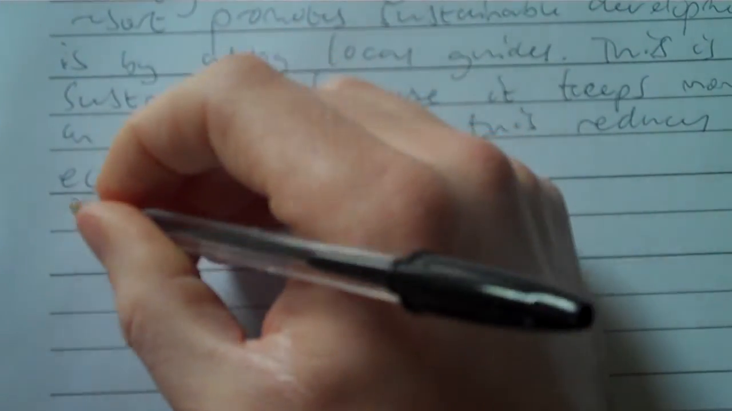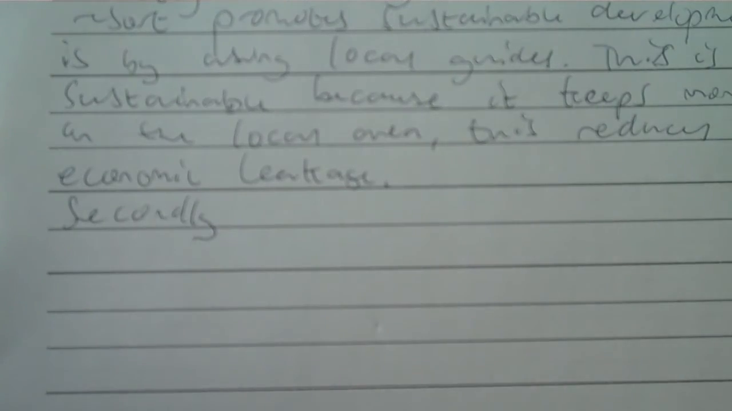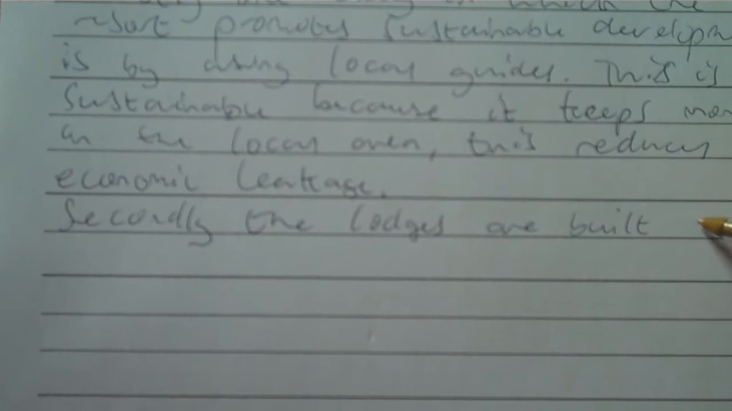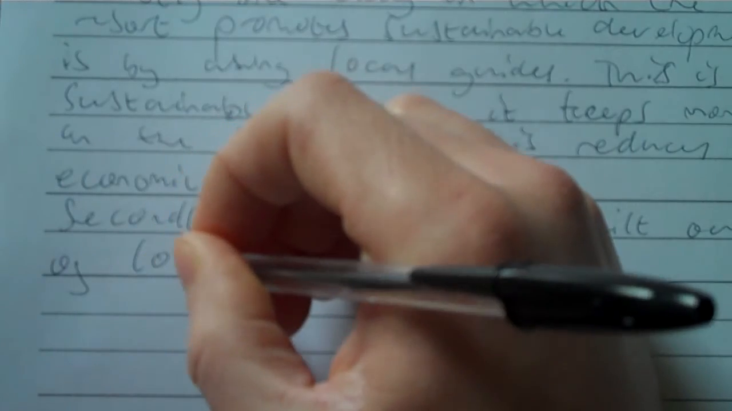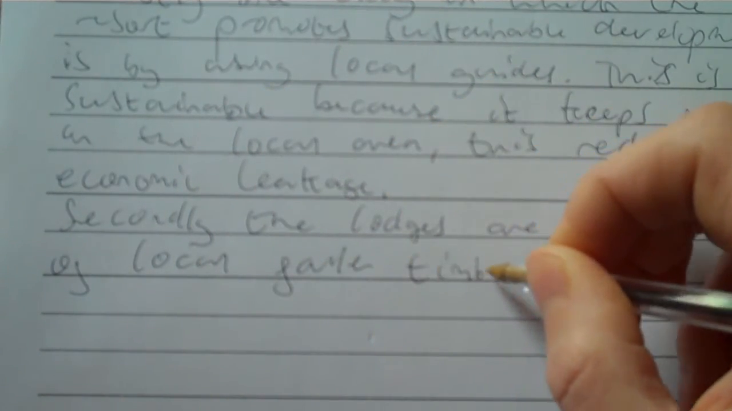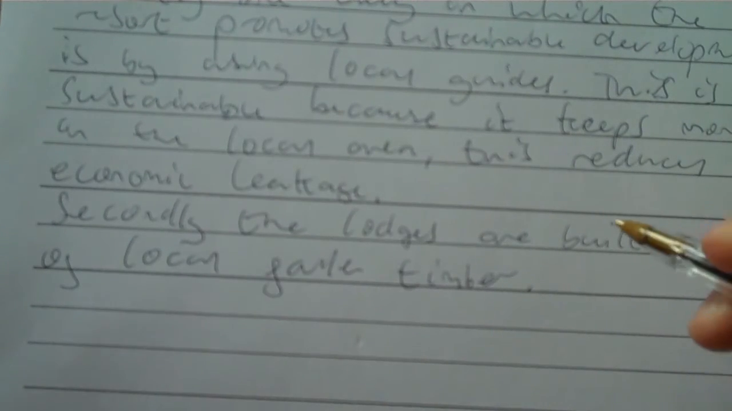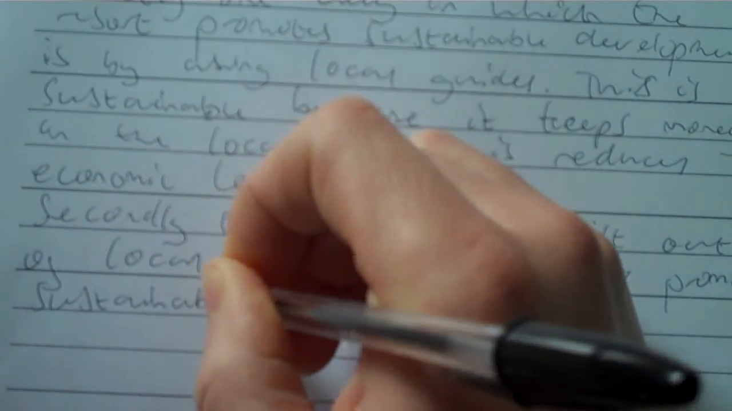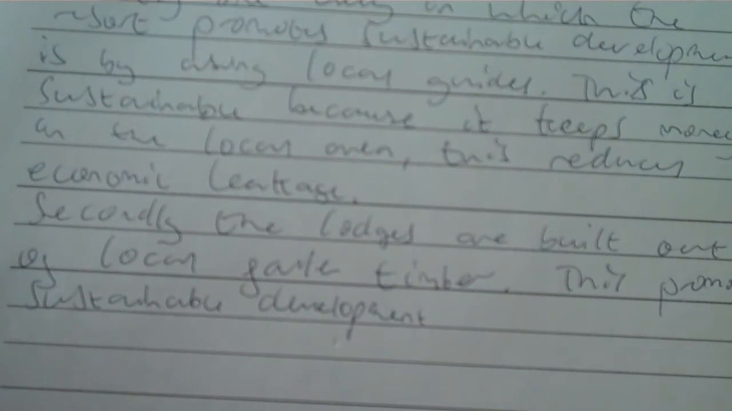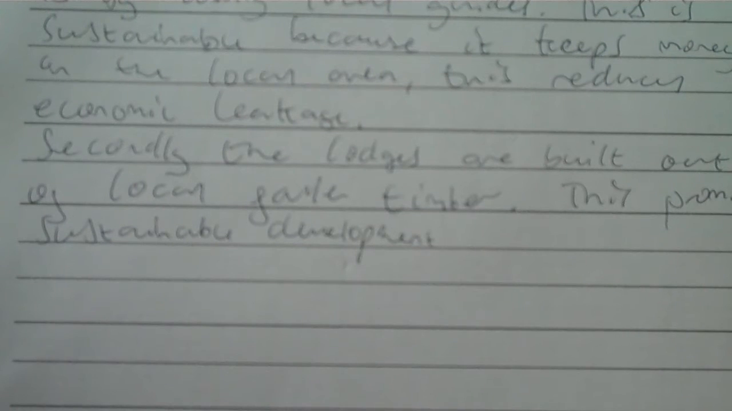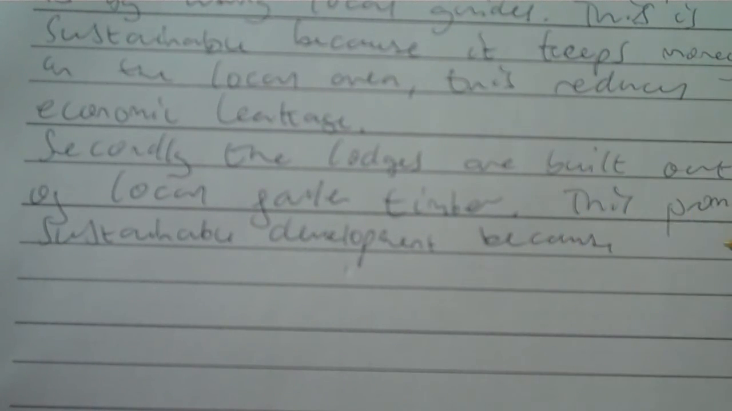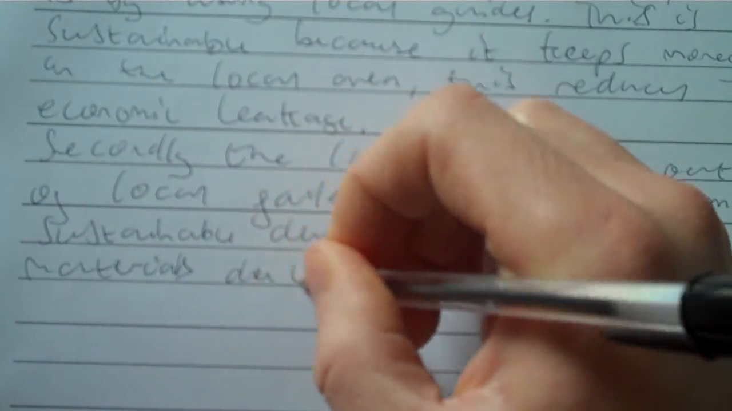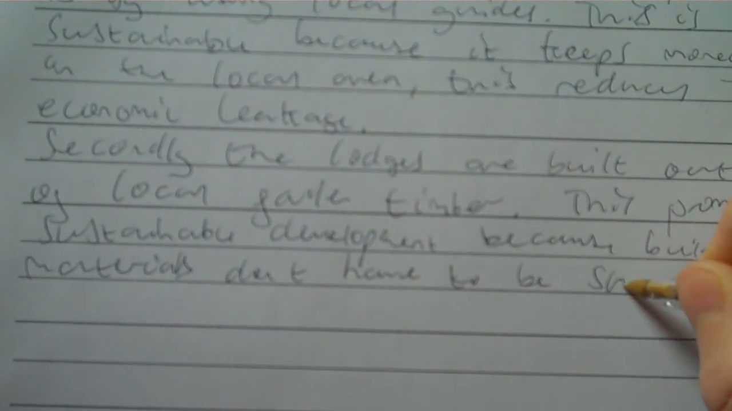So secondly, the lodges are built out of local fallen timber. So these are trees that have already fallen down. Again, as the question's about sustainability, this promotes sustainable development because building materials don't need to be shipped in and trees don't need to be destroyed.